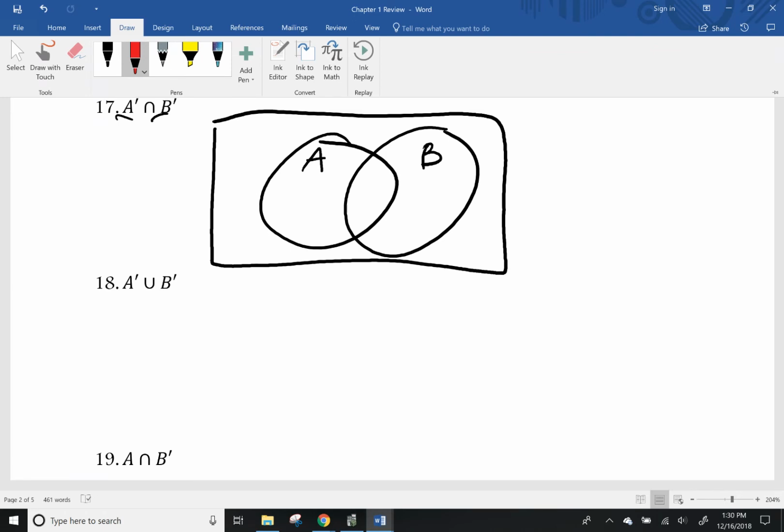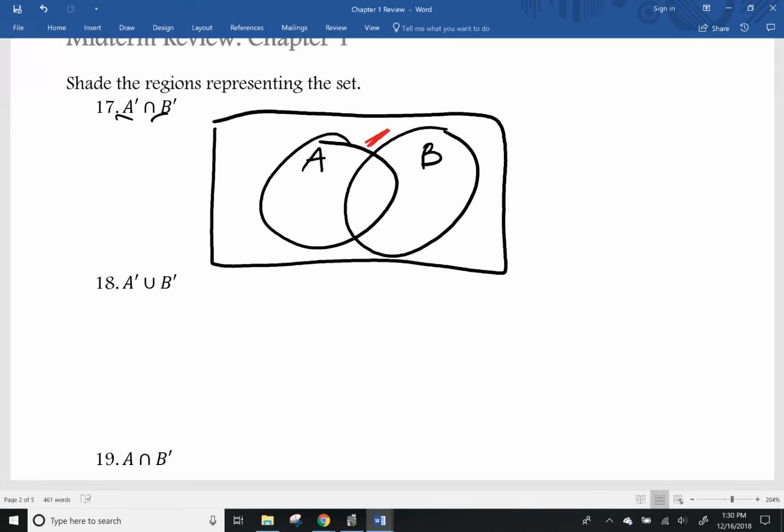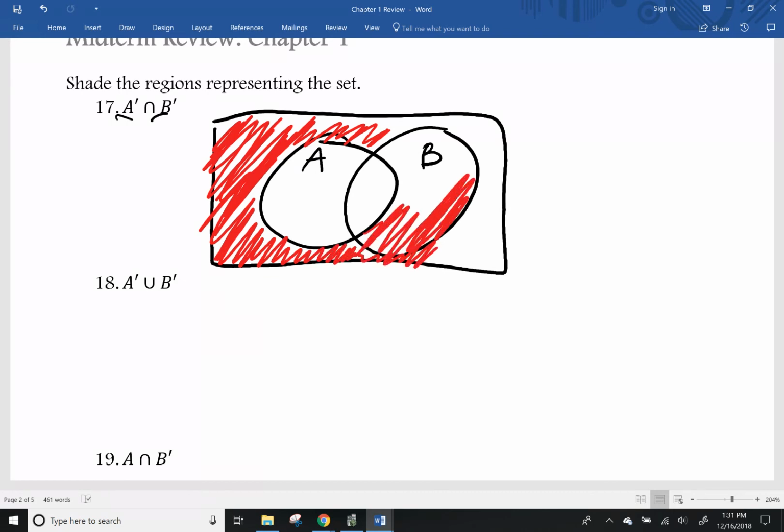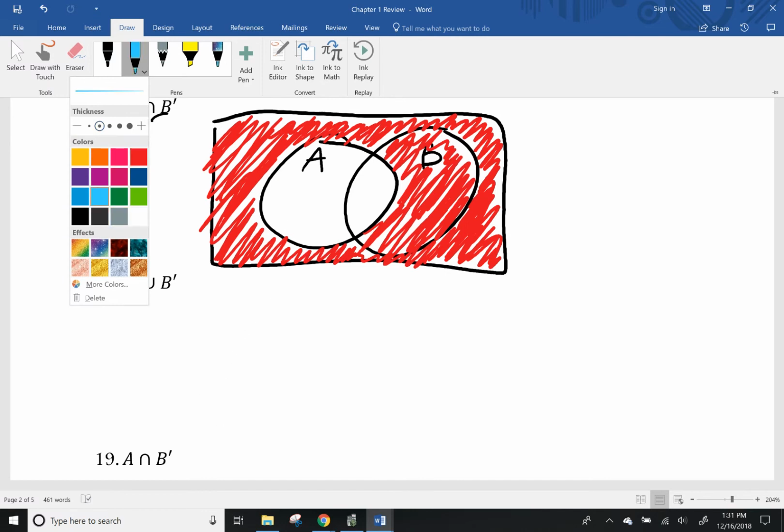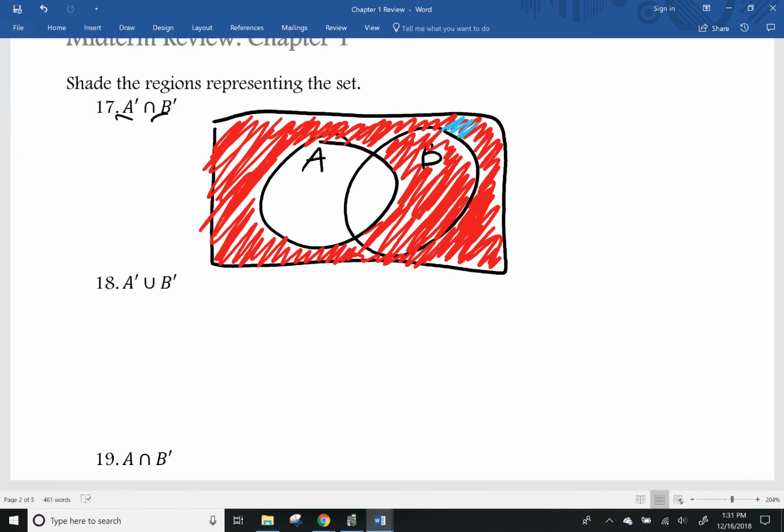So A prime is everything that's outside of A. So in red, I would shade in everything that is not in A. That is all of this good stuff here, including this part that is in B as well, as everything that's not in A. That right there is A prime. Intersect B prime. So B prime, and I'll use, I guess, a light blue here. B prime is everything that's not in B. So B prime would be all the space outside of B.